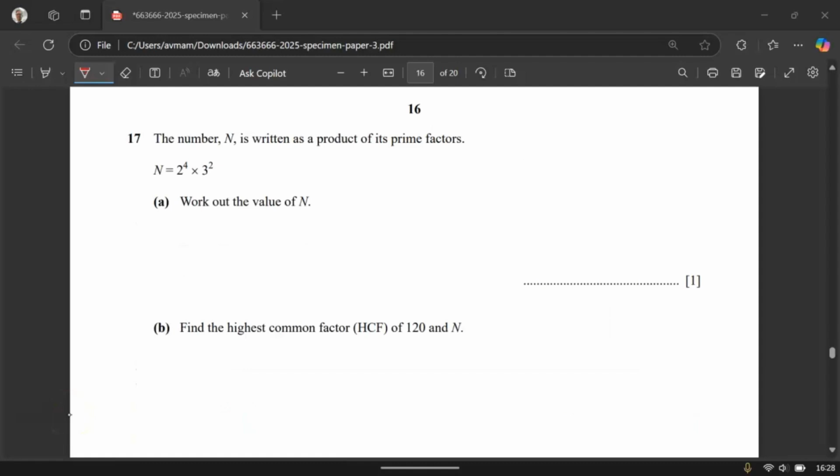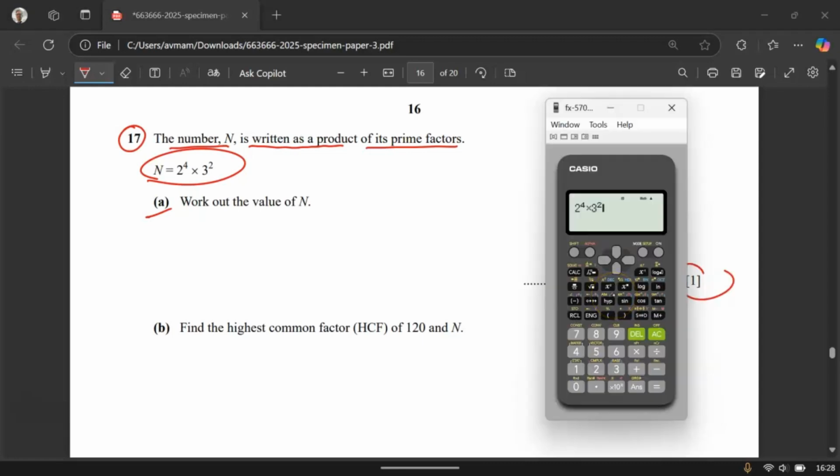In the last couple of videos, I finished up to question number 16. So let us start from number 17. The number n is written as a product of its prime factors. Here we go. Part A says, work out the value of n.